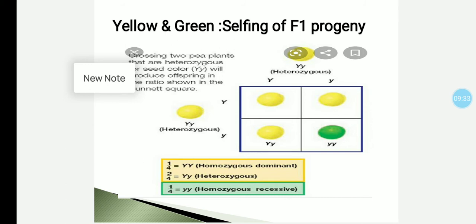This example you can observe in this diagram. If crossed yellow and green, F1 all gets the heterozygous genotype and appearance is yellow, but when selfing is done, both parents, which are heterozygous, produce two types of gametes. Hence it produces similar results, that is 3:1 phenotypic ratio and 1:2:1 genotypic ratio.